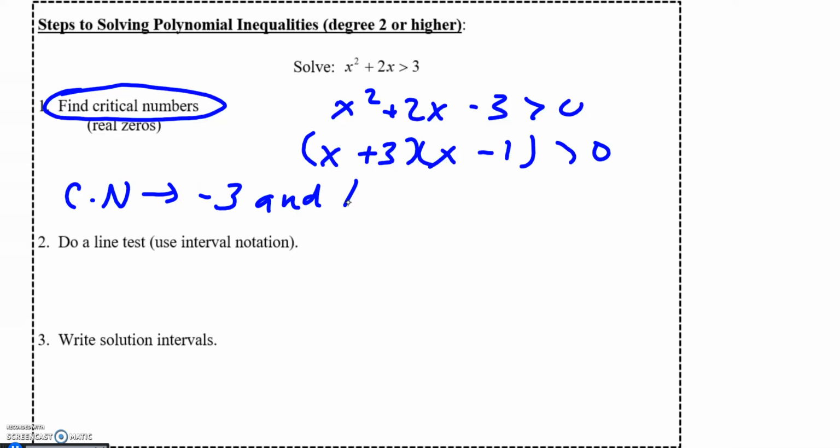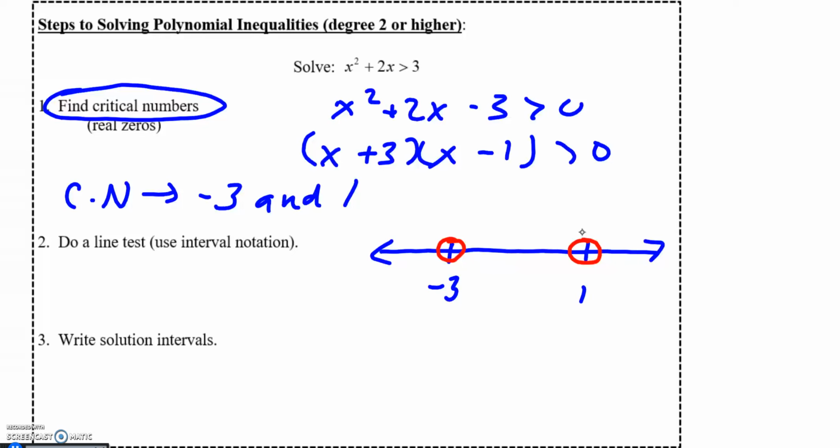And for part 2, if I'm talking about a quote-unquote line test, that's really on a number line. And so just like the previous example, what I could do is make particular intervals. I could graph the critical numbers of -3 and 1. Because my inequality is just greater than, not greater than or equal to, both of these critical numbers would have an open dot on them, not a closed dot.